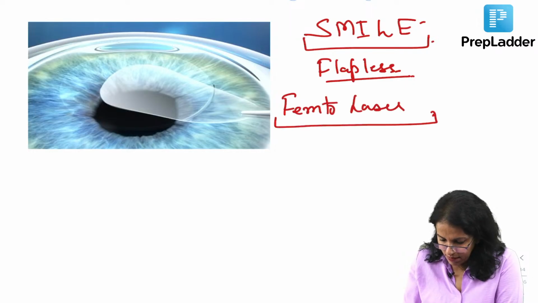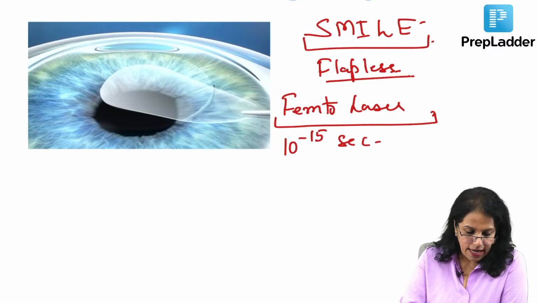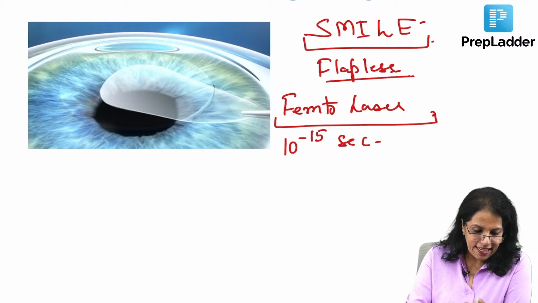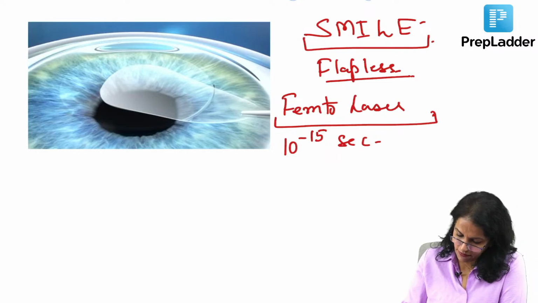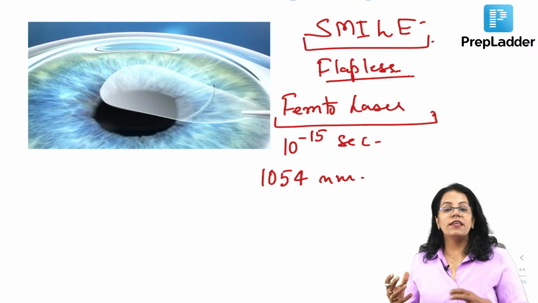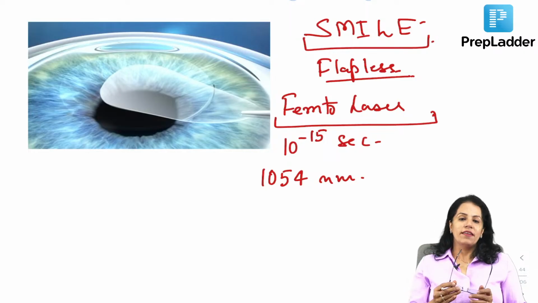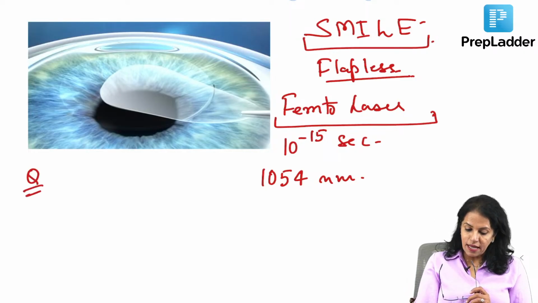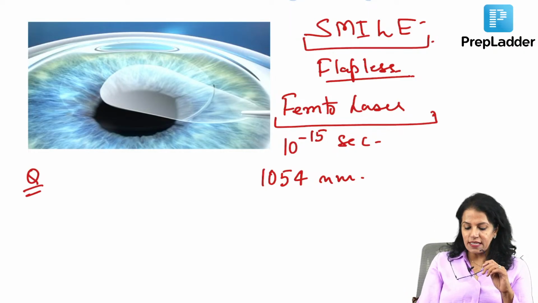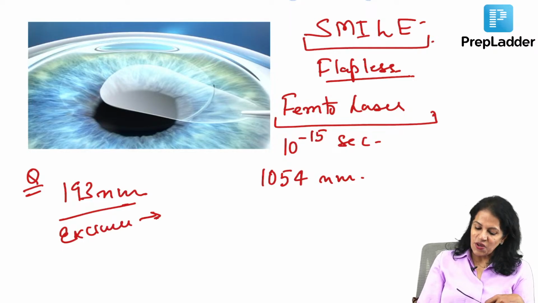What is the pulse duration? 10 to the power of minus 15 seconds, femtoseconds, isn't it? And the second thing you have to know is, what is the wavelength? 1054 nanometers. Normally when you are doing refractive surgery like LASIK, we are doing it with excimer. And this has been an exam question, that excimer, what is the wavelength? So, excimer wavelength is 193 nanometers. This is the wavelength of excimer. So, excimer is mainly used for other refractive surgeries like your LASIK.